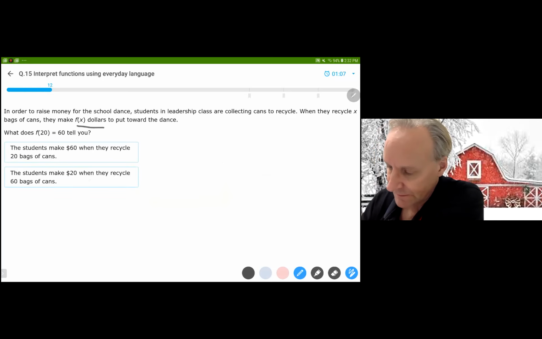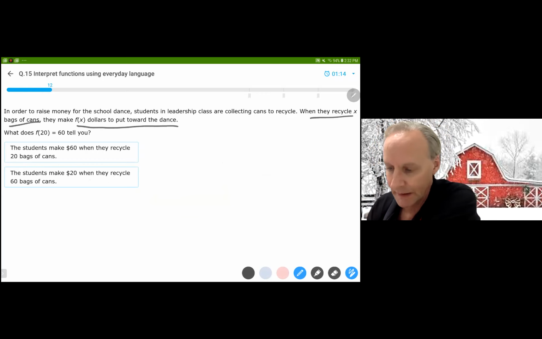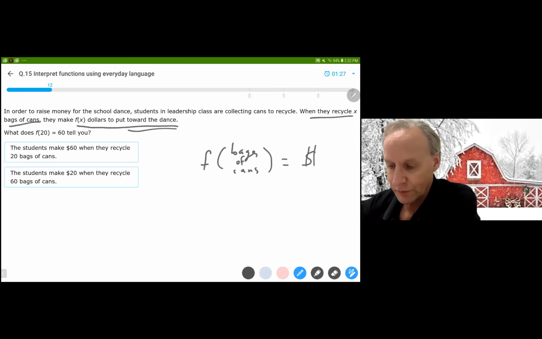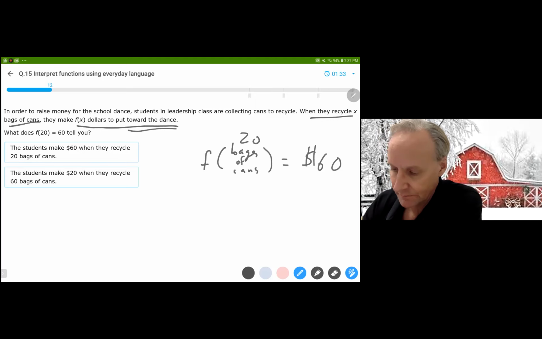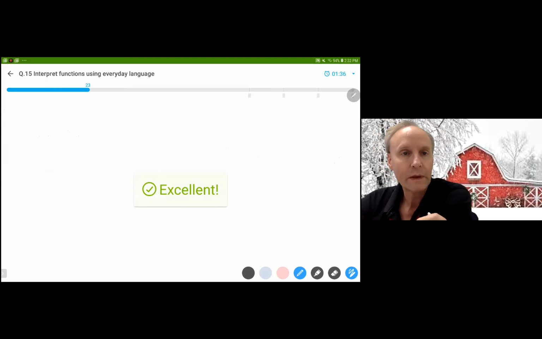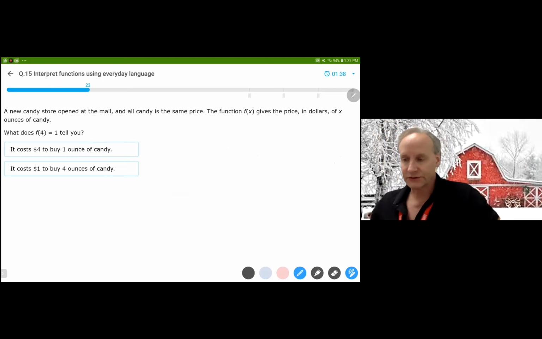Okay, f of x is the dollars they put toward the dance, and x is recycling cans, bags of cans. So f of bags of cans is going to give us dollars. And this is dollars put toward the dance. So $60 if they do 20 bags of cans.